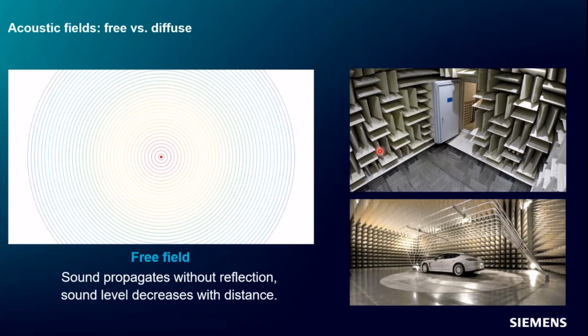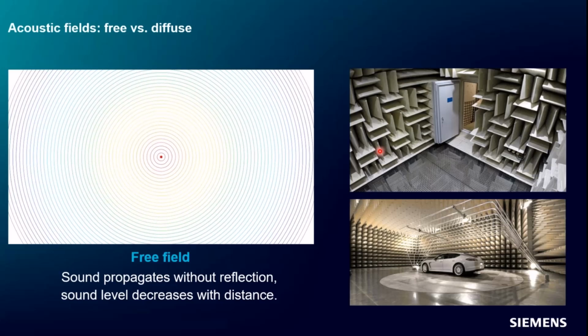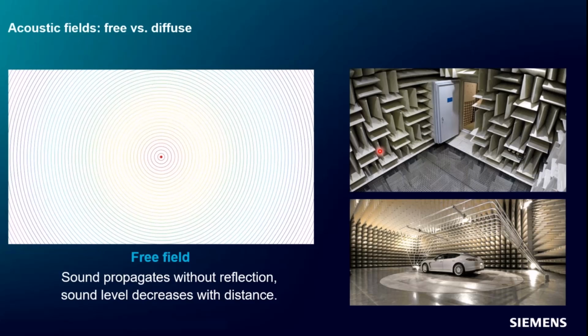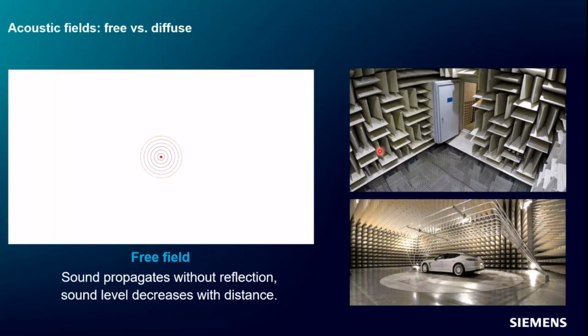If we're working on something like an automobile that's always driving on a hard reflective surface like the street, it's more appropriate for us to test in what we call a hemianechoic, or half anechoic, chamber like you see on the bottom right there.